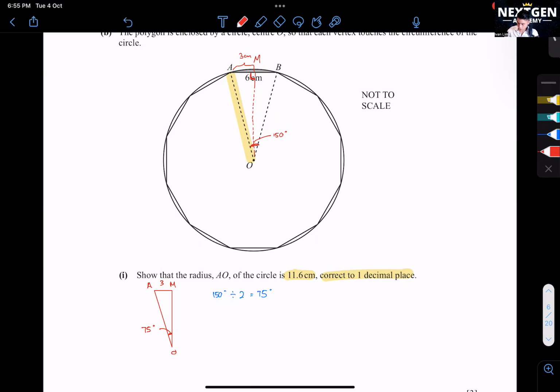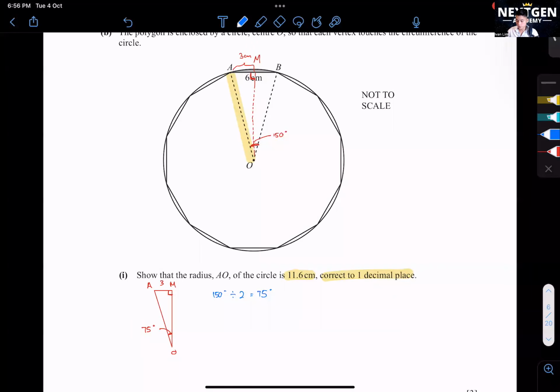Okay, so what can I use for this? I can use my SOHCAHTOA because it's a right angle triangle. So this one, how do I find AO? AO will be opposite and hypotenuse. Okay, is it opposite and hypotenuse? I think either also works, right?